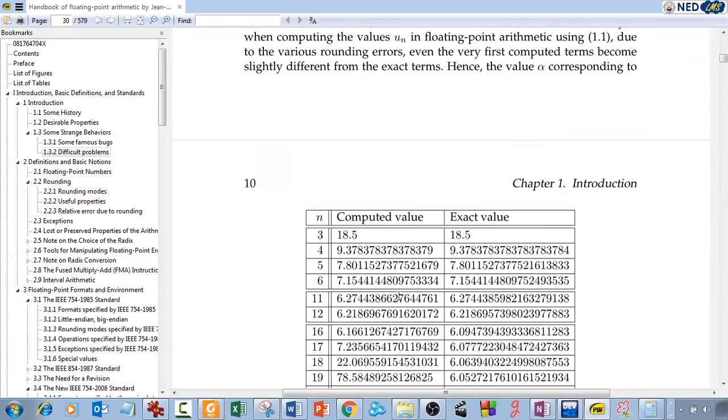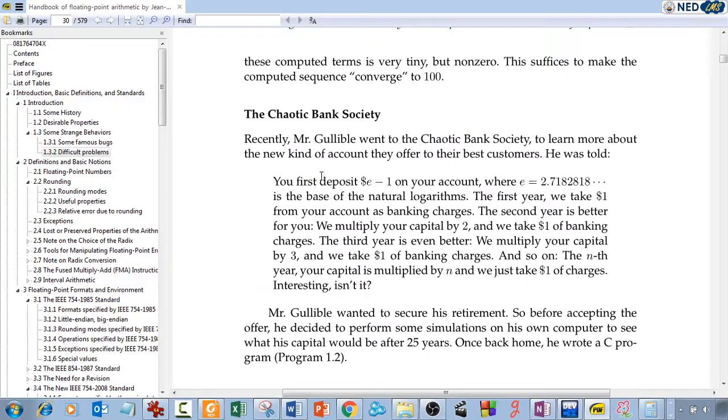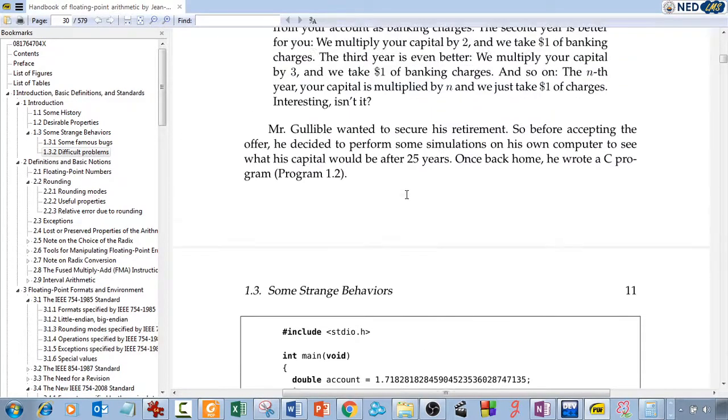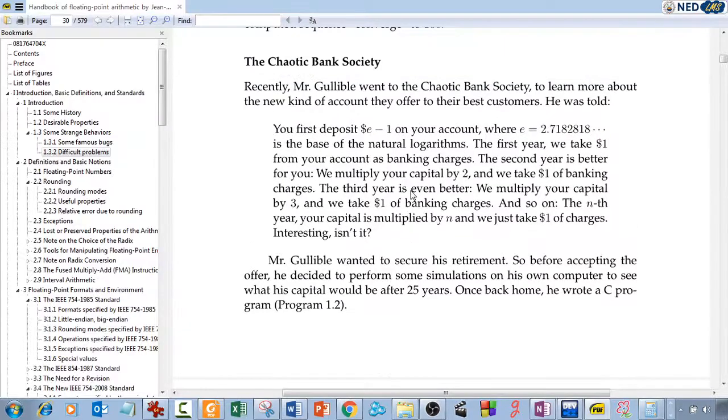We are going to discuss this loop, especially this example, the chaotic bank society, and it's a really fun example, but this thing can have some really interesting behavior, since we are talking about an irrational number, the natural logarithmic e. Since we have finite precision, it might have some weird looking behaviors.